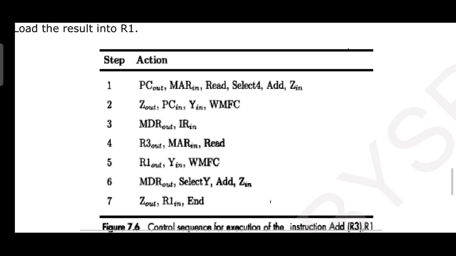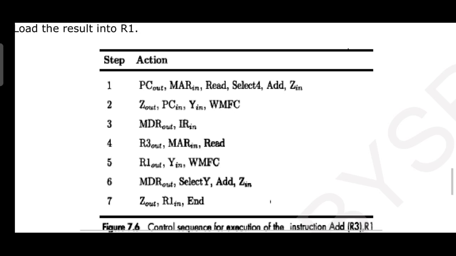Right, each and every register will have two gates. One is the input gate, the other one is the output gate. What is the input gate? PC in. If a register name is followed by the suffix in, what does it stand for? Input gating. You are reading the data from the bus into that particular register. If PC out is activated, it means data is transferred from PC to somewhere else, right?